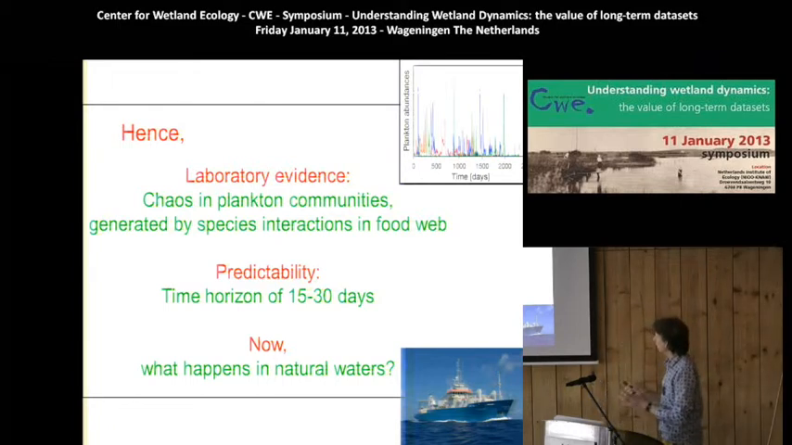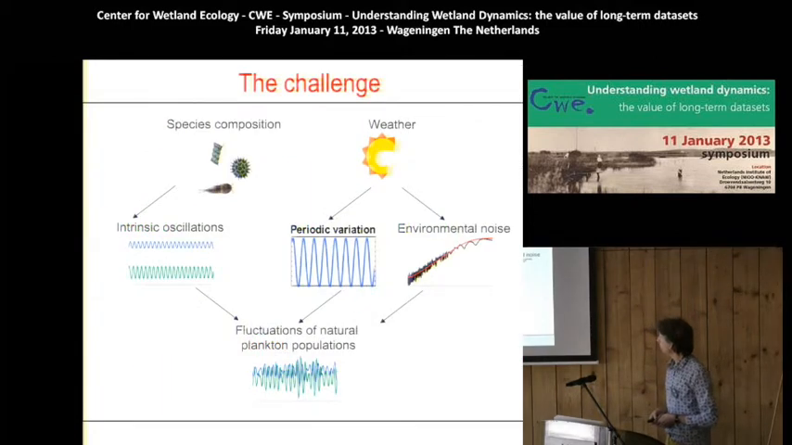Now we have done this for a laboratory setting where we excluded the climate. The next question is, what happens in real systems? What happens in natural waters? The challenge here is that we do not only have these intrinsic oscillations generated by the species interactions, but now we also have all this environmental periodicity in the system.